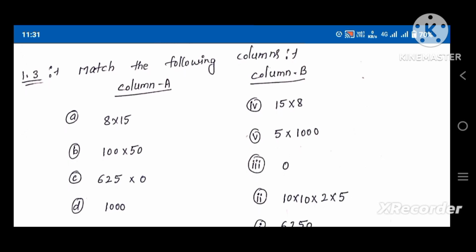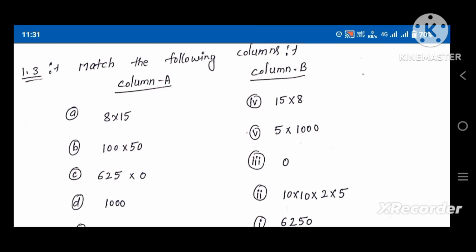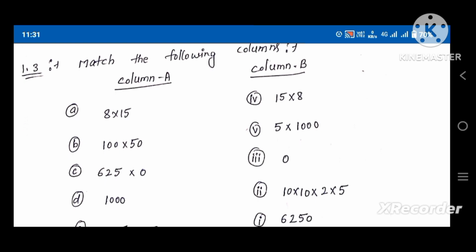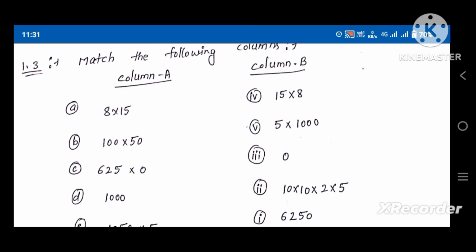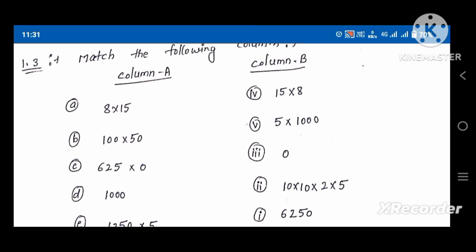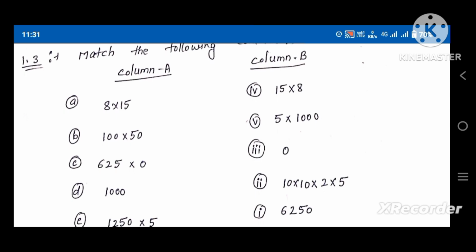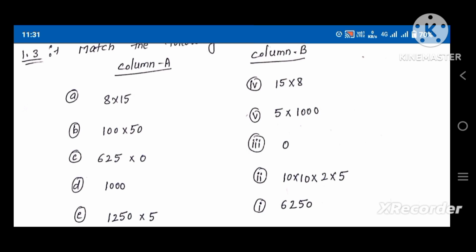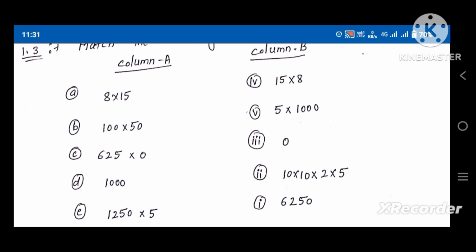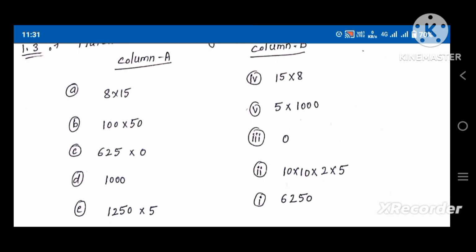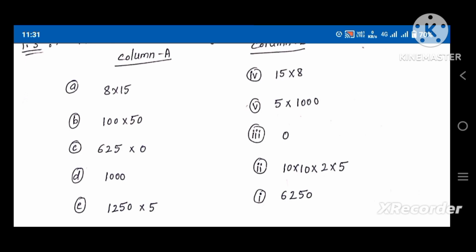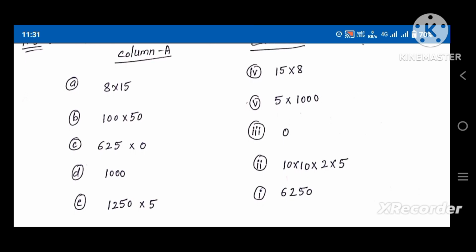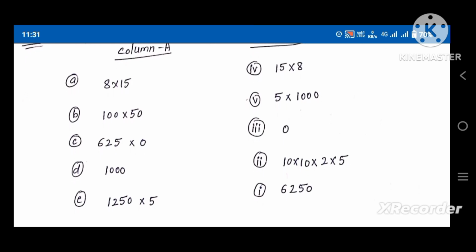Question number C, 625 into 0 is equal to 0. Question number D, 1000 is equal to 10 into 10 into 2 into 5. 10 into 10 is 100, 2 into 5 is 10. 100 into 10, 1000. Question number E, 1250 into 5, 6250.